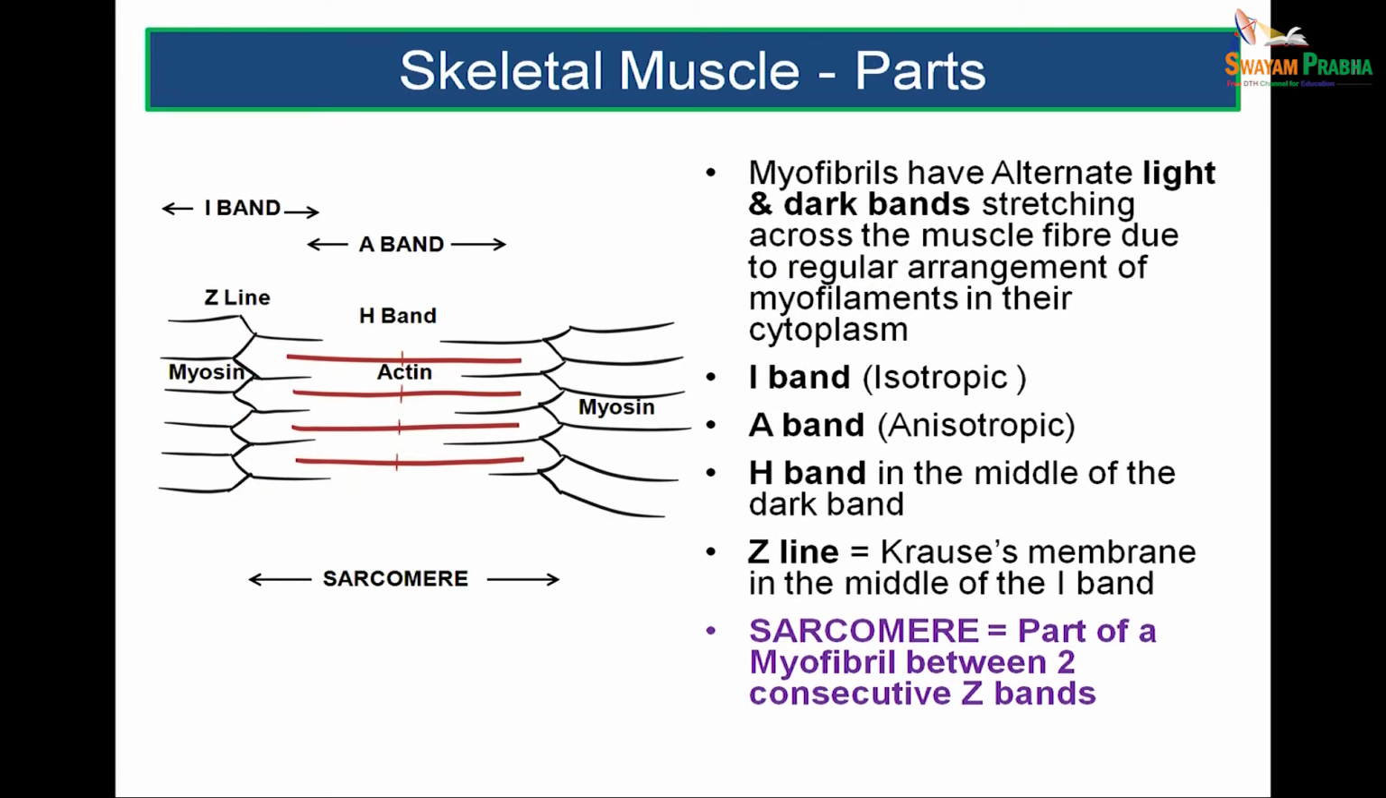Myofibrils have alternate light and dark bands stretching across them as seen in polarized light microscopy as the A band or the dark band and the I band or the isotropic band or the light band. The H band is in the center of an A band. The Z line is in the center of an I band. These bands are basically made up of regularly arranged myofilaments, the thick filaments, the actin filaments, and the thin filaments, the myosin filaments.